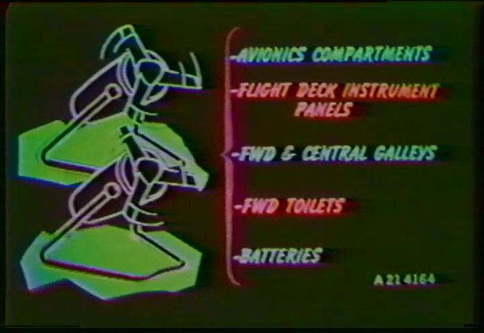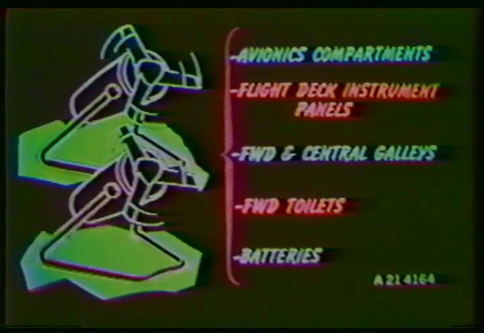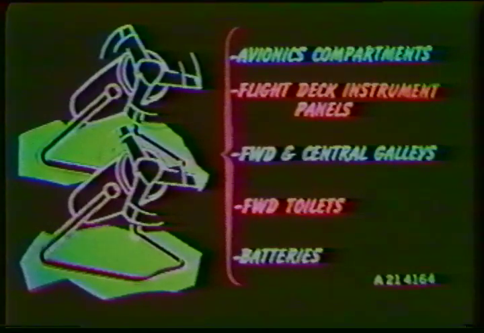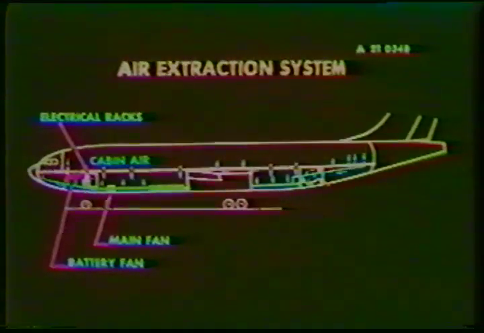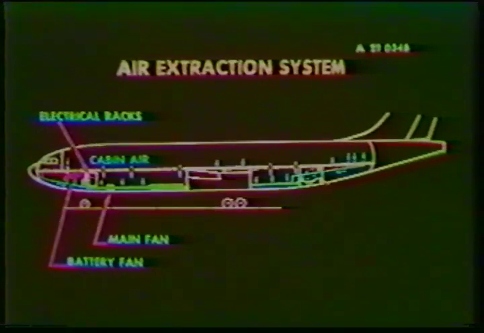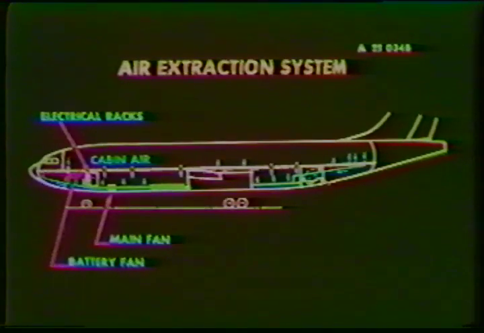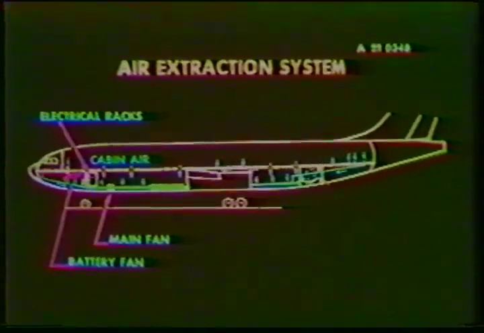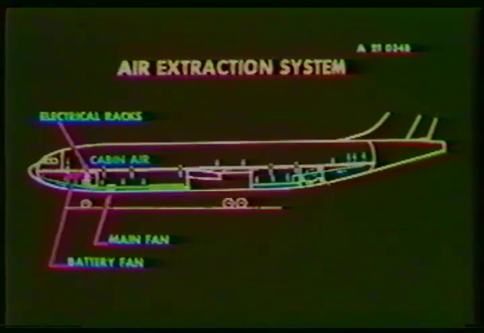2 electrical fans are used to ventilate the avionics flight deck instrument panel, forward and center galleys, forward toilets, and batteries. The fans are associated with a ducting system to extract the used air from these areas and feed it to a plenum chamber. The air is then dumped overboard.